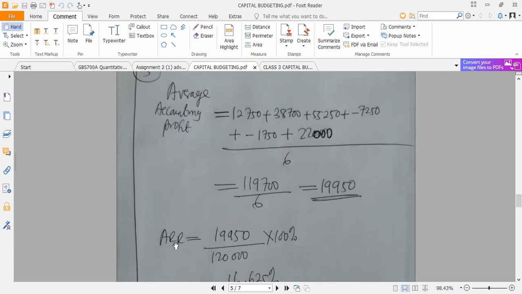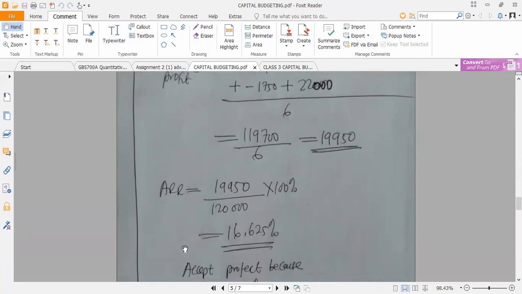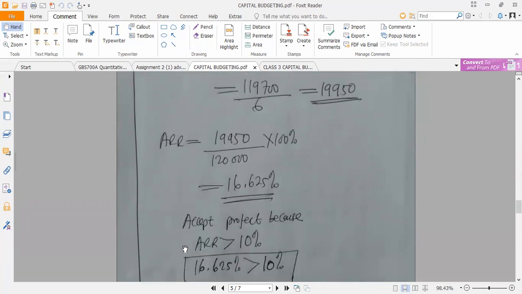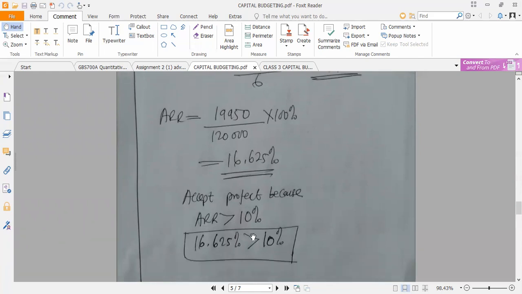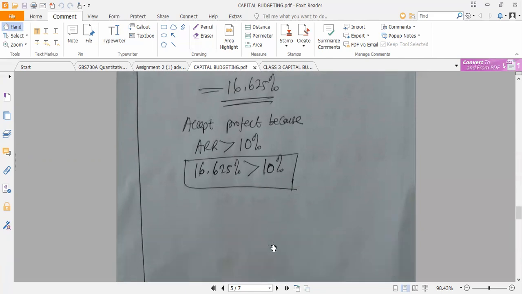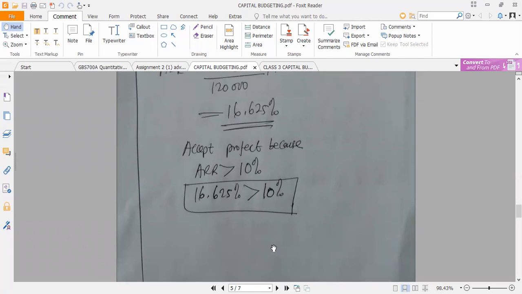Then our accounting rate of return is equal to 19,950 divided by 120,000 and multiplied by 100. So we are getting our accounting rate of return as 16.625%. We need to accept the project if the accounting rate of return is greater than the cost of capital of 10%. And for sure, 16.625 is greater than 10%. So we accept the project and invest in this given equipment.